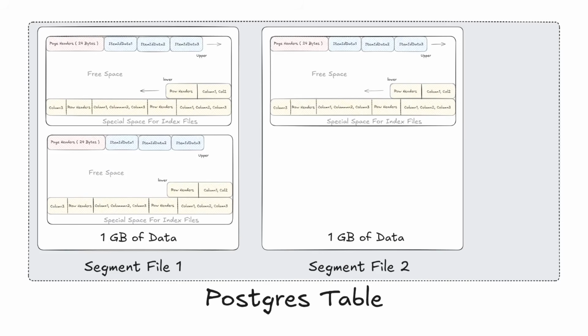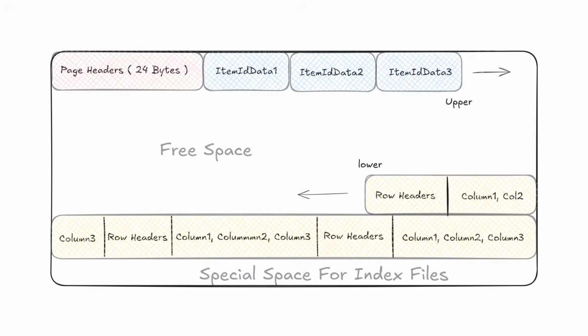Each segment file is made of one or more pages. Let's zoom in to see what these pages actually look like. These pages have a fixed size of 8 KB. Pages are the smallest unit of I/O. When Postgres reads from or writes to a segment file, it's reading or writing 8 KB of data at a time. Any change, no matter how small or large, has to happen through these pages.